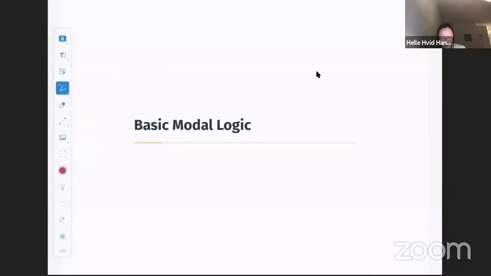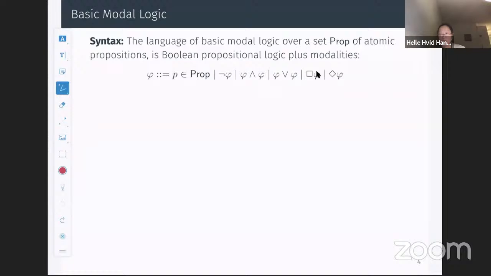Okay, so basic modal logic. What is the starting point of all of this? First of all, we have to say what a modal language actually is. So, what are the formulas that we have in our logics? Typically they are constructed from a set of atomic propositions, together with your favorite Boolean connectives, and then modalities. In basic modal logic, you have the box and the diamond, or sometimes you only have the box and the diamond is defined as the Boolean dual, or vice versa. But these are the typical symbols you'll see for modalities.